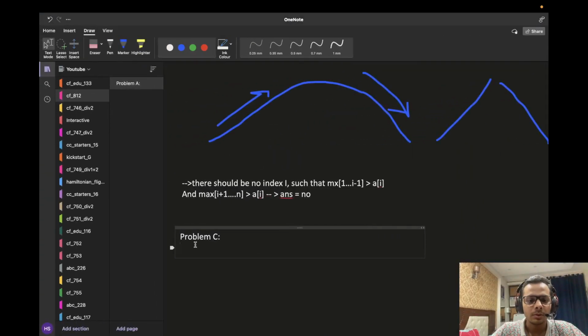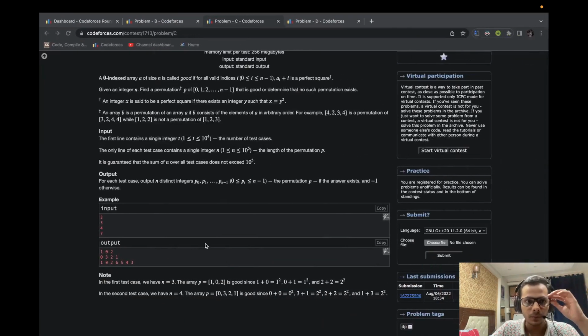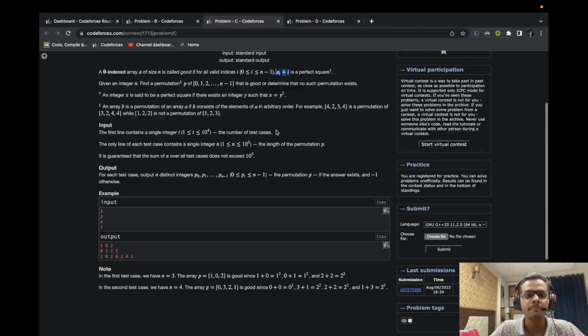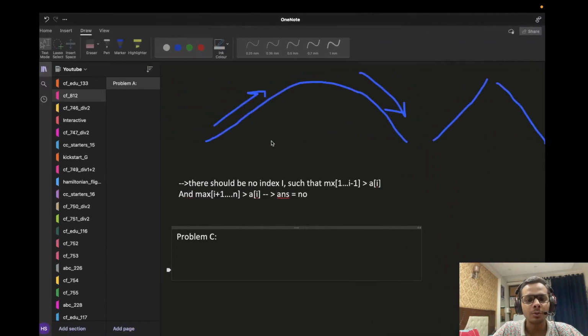Cool. So let's see what the problem is saying. In this problem, for a zero-indexed array A of size n, we call it good if for all the indices from 0 to n minus 1, the value ai plus I is a perfect square. We have been provided with the number n in the input, and we have to construct a good array, which is an array where ai plus I is a perfect square for every I. That's the problem, a very small problem statement. So let's see how to solve this problem.